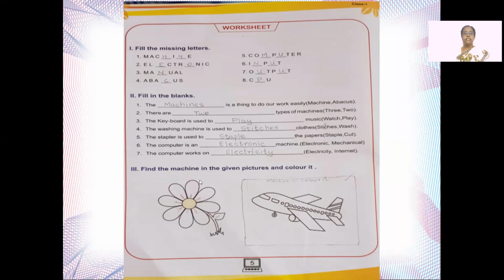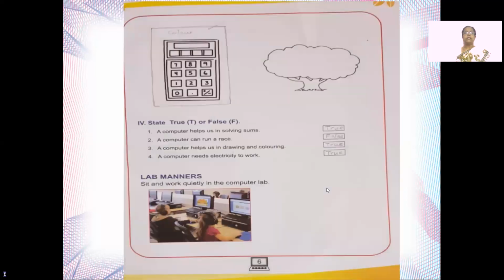And here you need to color this picture. Find which is a machine. Is a flower a machine, or is an aeroplane a machine? Aeroplane is a machine. It cannot fly without a machine. So you color this picture. Color the aeroplane picture.